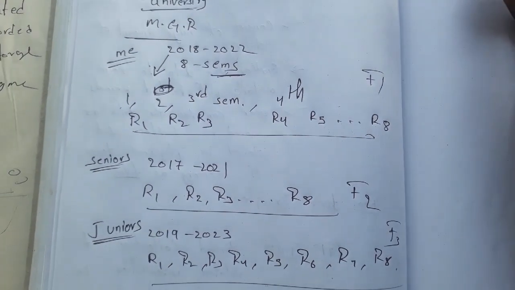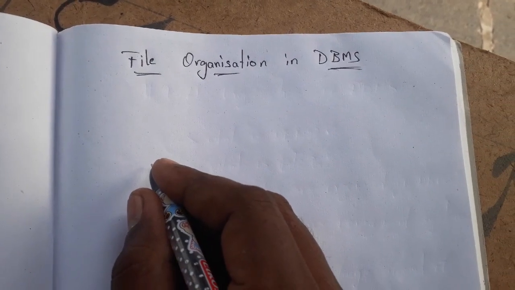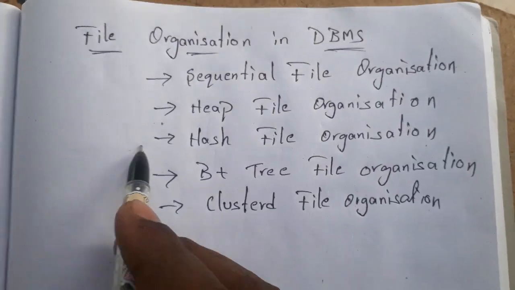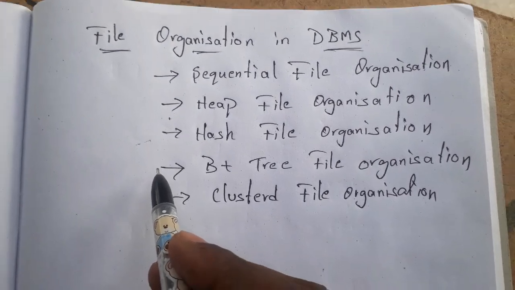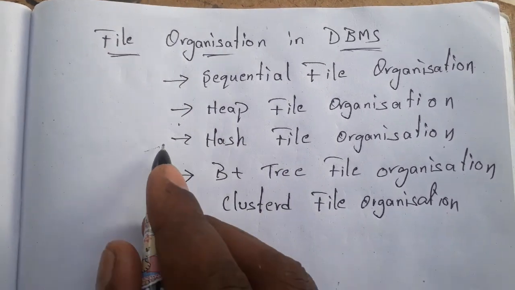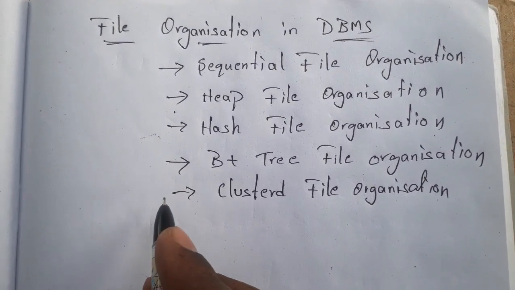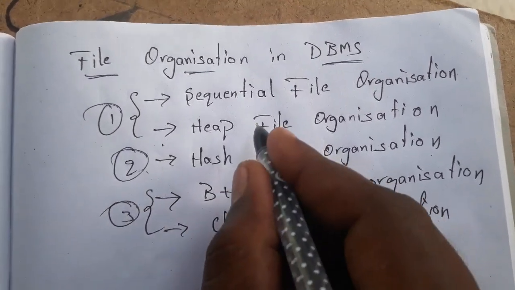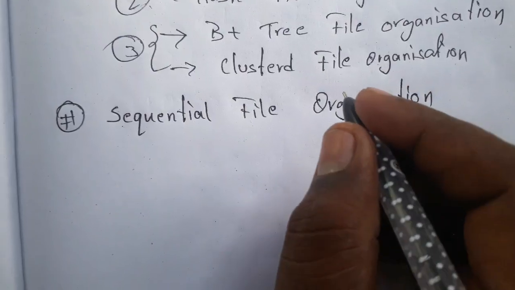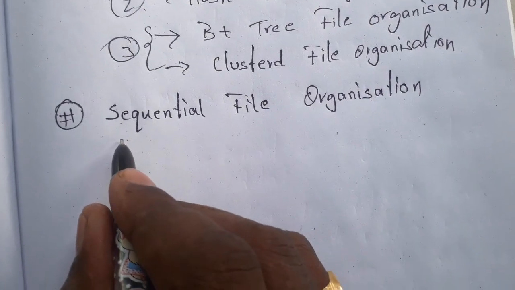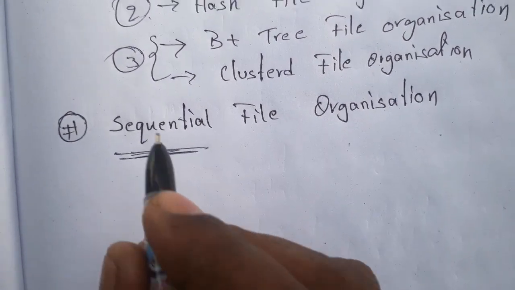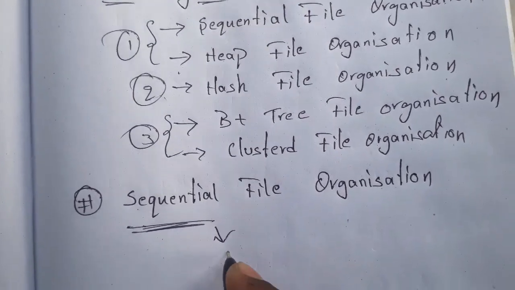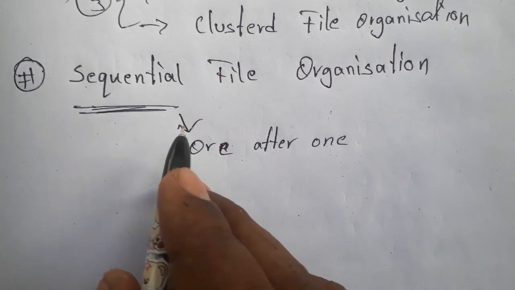Let me tell you how these files are organized. File organization in DBMS consists of 3 sets. There are a total of 5 ways of file organization in DBMS. The first 2 are one set, the second and third are the second set, and the last 2 are one more set. These are the 3 different sets in file organization. Let me explain the first one, sequential file organization. You tell me what is the meaning of sequential. The word sequential means one after one.